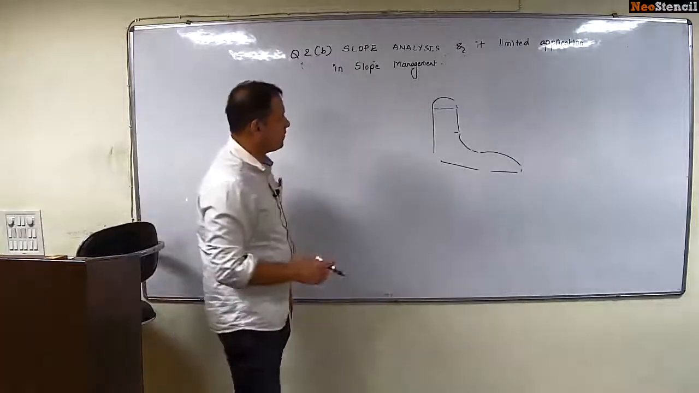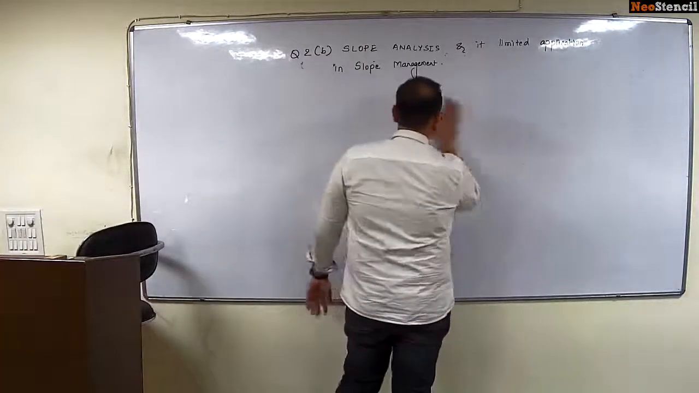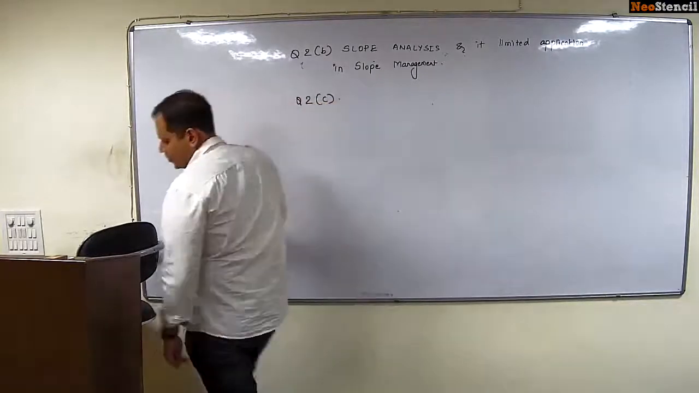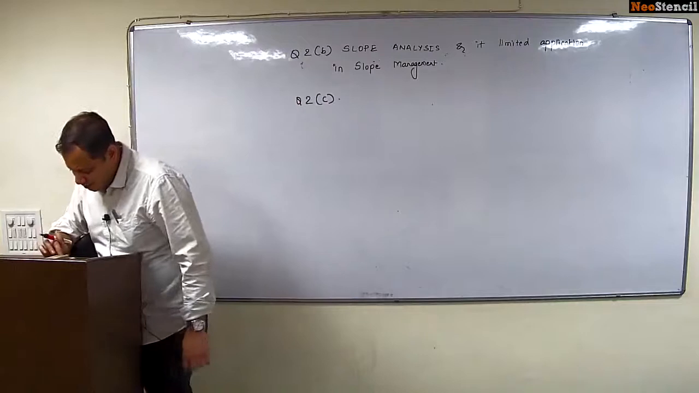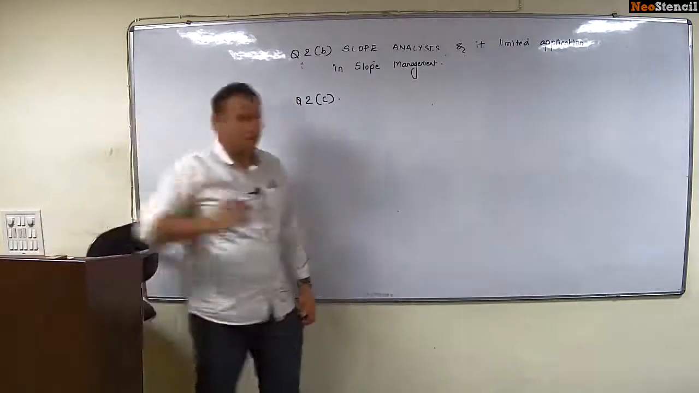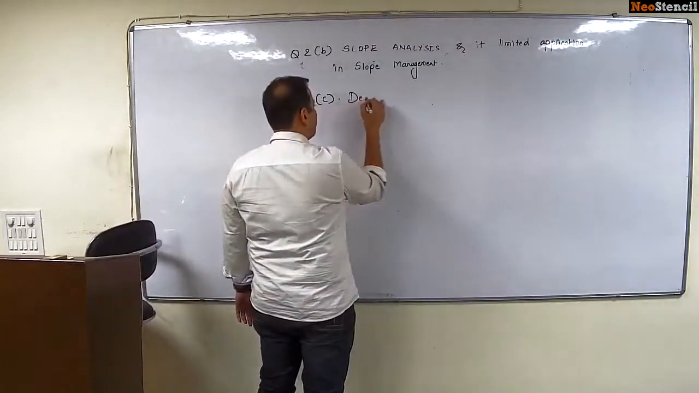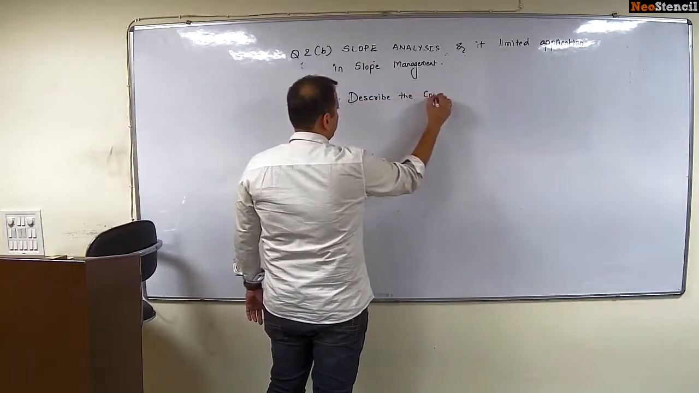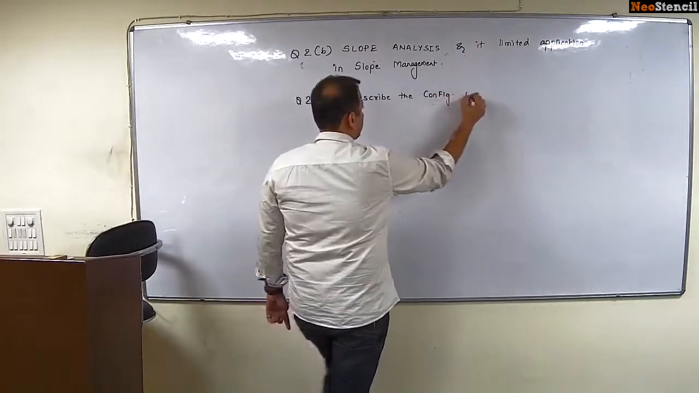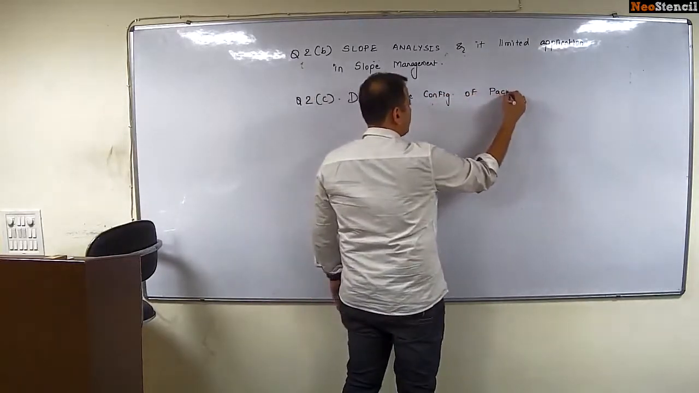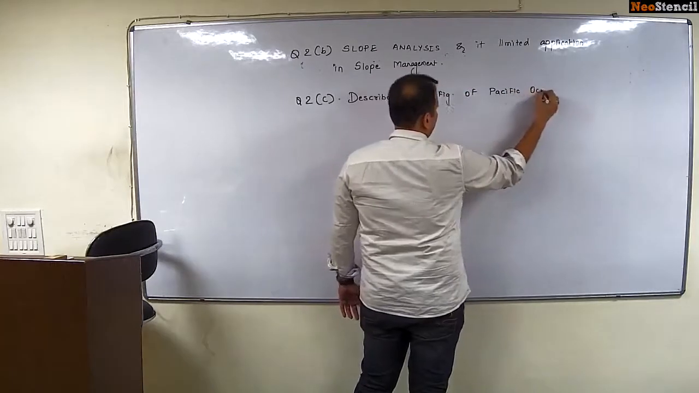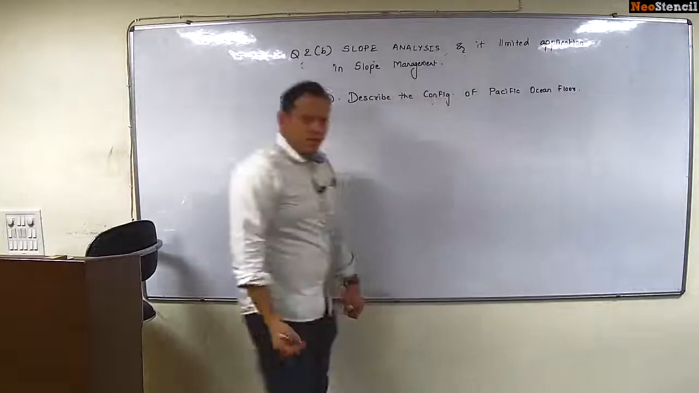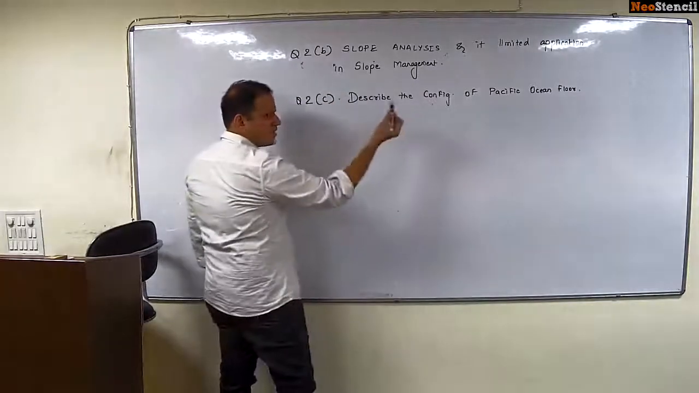slope management part. The third question, that is question number 2 C part, is the most simple, and it is asking to describe the configuration of the Pacific Ocean floor, again for 15 marks. Now the new students, you will be studying this in oceanography. This is a direct question.